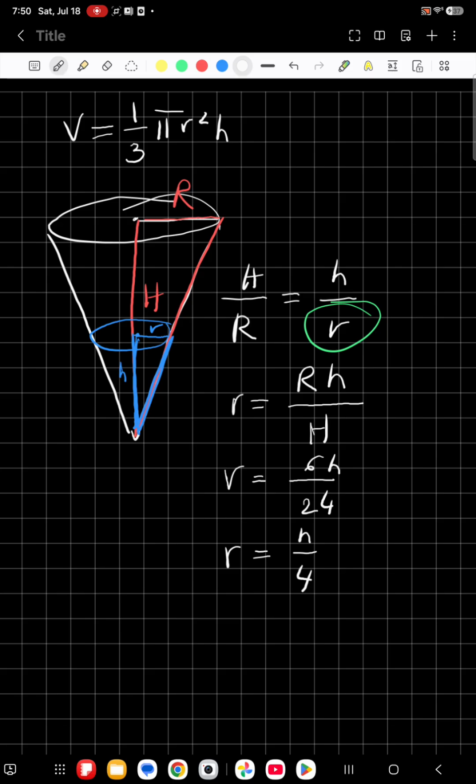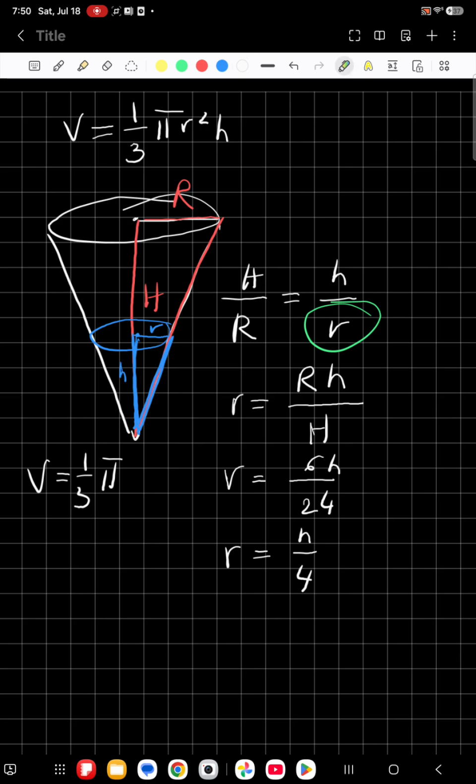Okay, so I have it. So I'm going to replace r with that formula. So I have V equals 1/3 pi. I think this was the most difficult part of this problem, right?